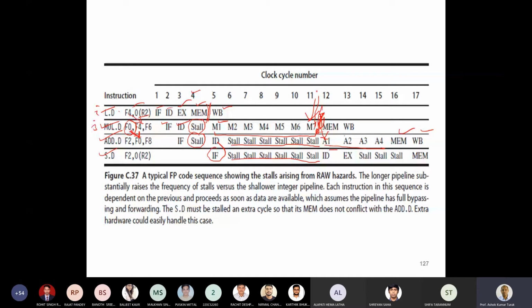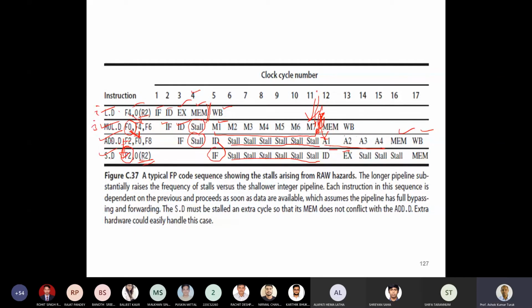Then it decodes and executes. Now let's look at the data dependency between add and the store. Store stores the value of F2 into the memory location whose address is computed by adding the content of the register R2 plus the offset 0, and it reads F2, and add is going to write the value of F2. So there is a data dependency between add and store, so there is a RAW hazard.